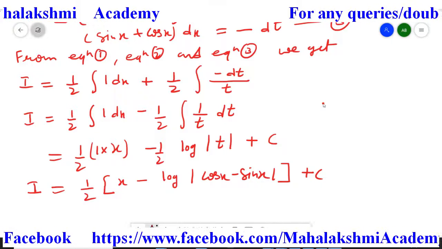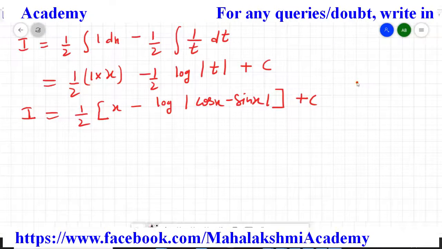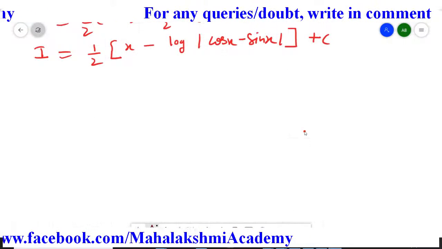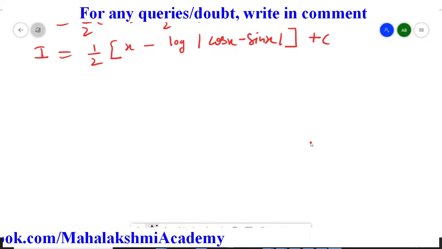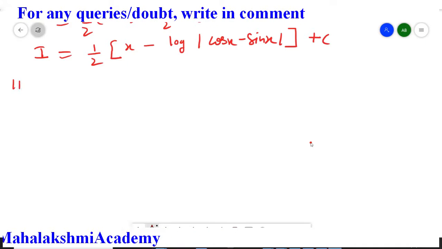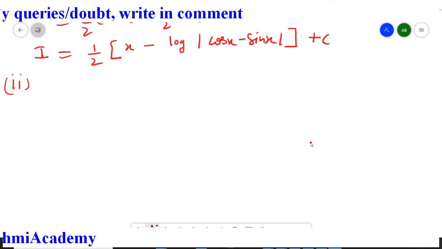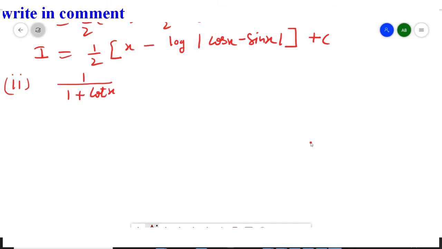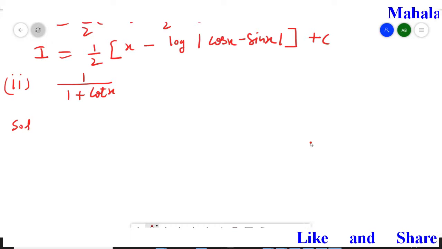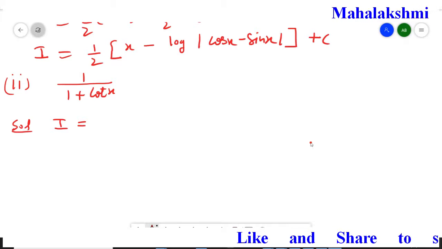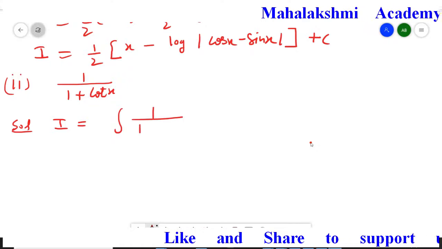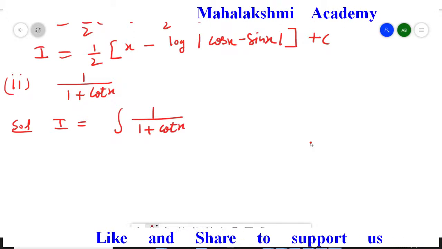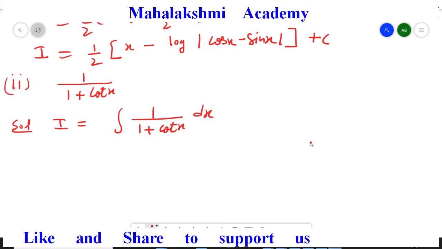Now similarly we are going to do the second part of the same question. It's also the same type, same format. So easily we are going to do it. In the second part we have to integrate 1 upon 1 plus cot x. In the first part we had integrated tan x, and now we have to integrate cot x. So first I assume I is equal to integration of 1 upon 1 plus cot x, and we are integrating with respect to x, that's why dx.